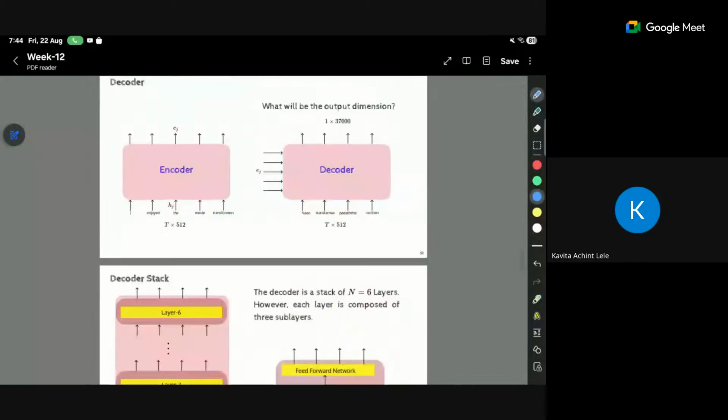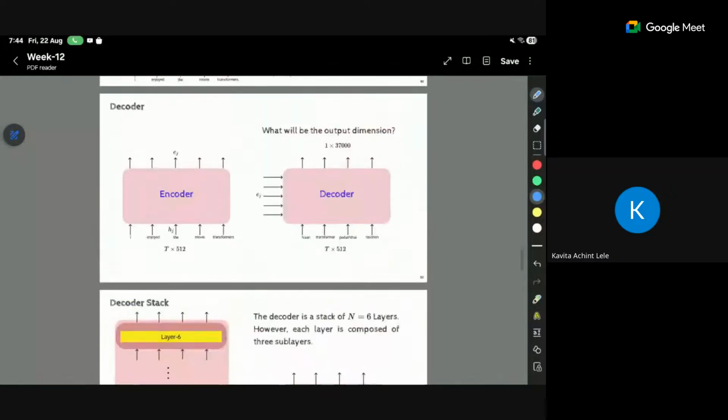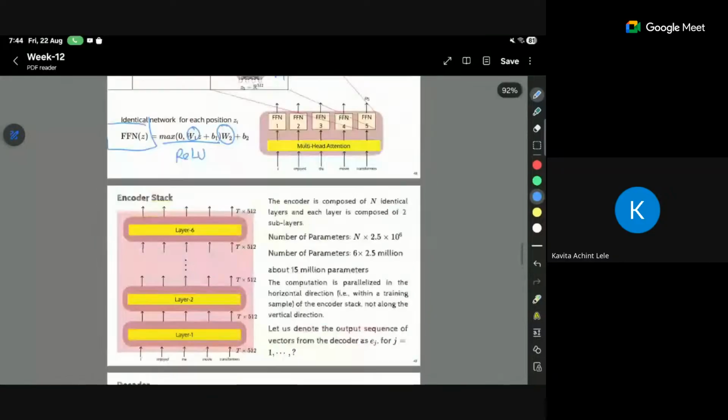I guess now we can see what is decoder layer. But is there any doubt in encoder layer?